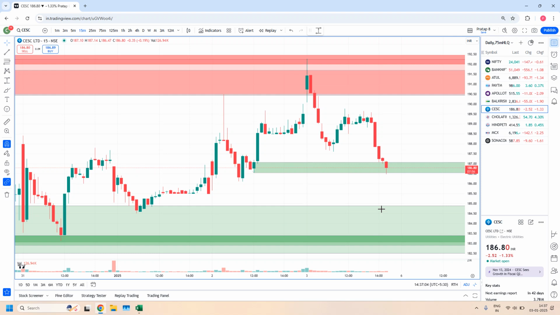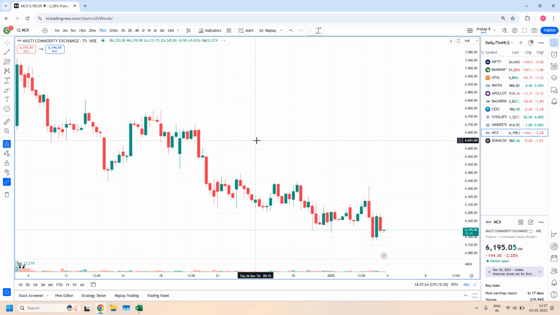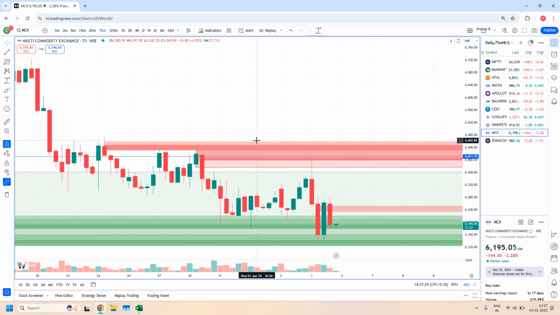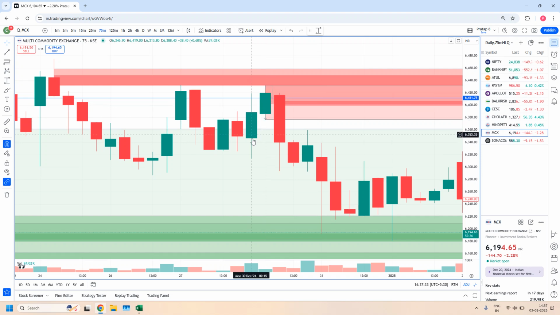Next, another interesting, and moreover a shocking one. A lot of surprises are there in the next stock we are going to discuss, that is MCX. Why a lot of surprises? You will see. First of all, this stock is identified as a stock near a 75 minutes demand zone. Where is that 75 minutes demand zone? We have a rally base drop.